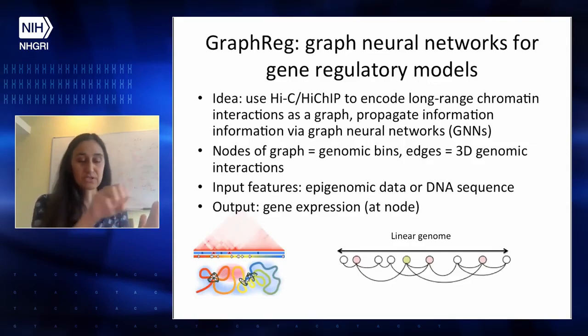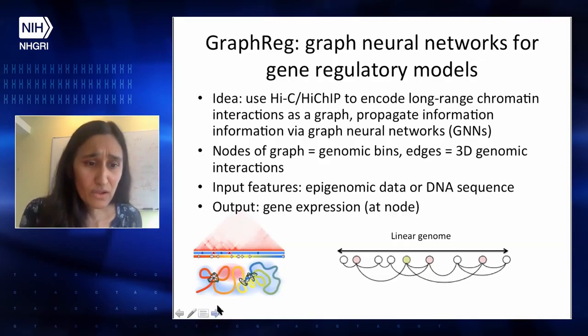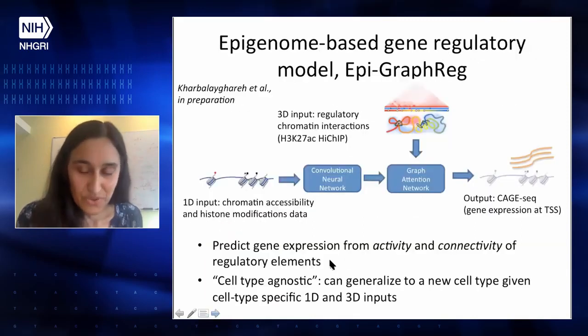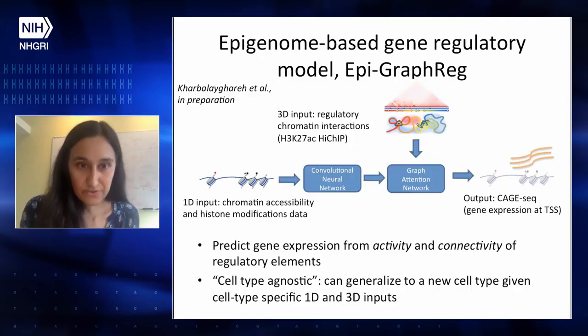Okay, so we think of the linear genome as a set of bins. The bins are connected by edges that we get from HiChIP data. The input features are going to be either 1D epigenomic data or DNA sequence, and the output is going to be gene expression. Okay, so the expression output of each bin. Okay, so we have two models, one that uses epigenome based data and one that uses DNA sequence. So I'm going to talk about the epigenome based GraphReg first.